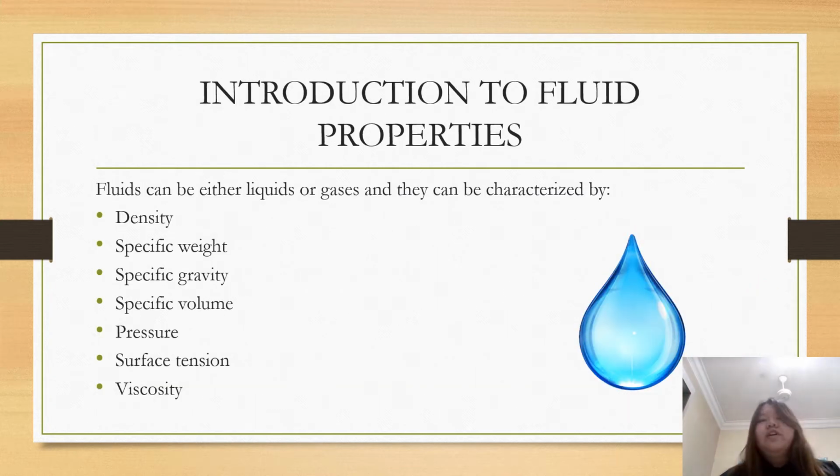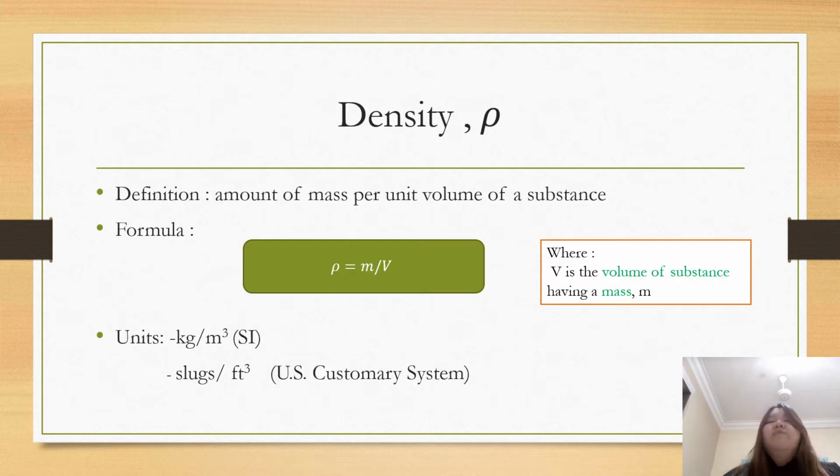For the introduction to fluid properties, fluids can be either liquids or gases, and they can be categorized by density, specific weight, specific gravity, specific volume, pressure, surface tension, and also viscosity. For the first one, density. The definition of density is the amount of mass per unit volume of a substance. As you can see, the formula is ρ equals m over V, where V is the volume of a substance having a mass m. The unit in the SI system is kg over meter cubed.